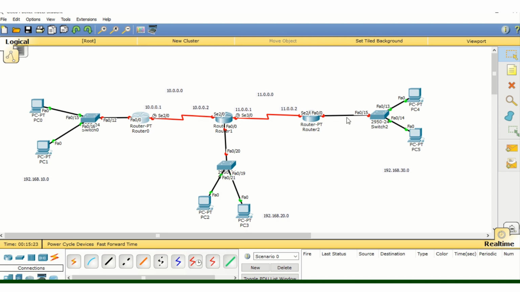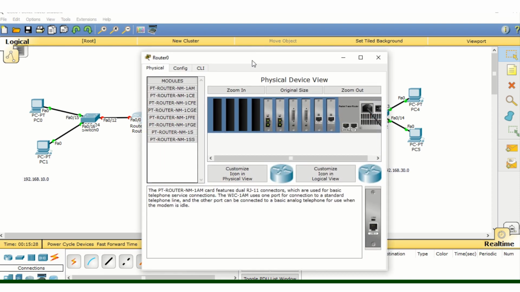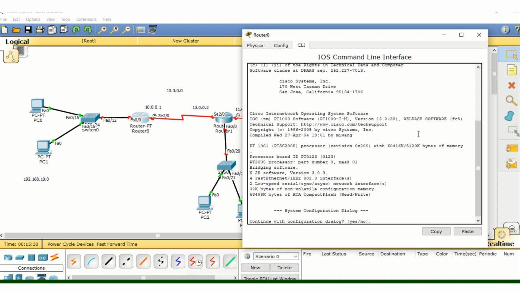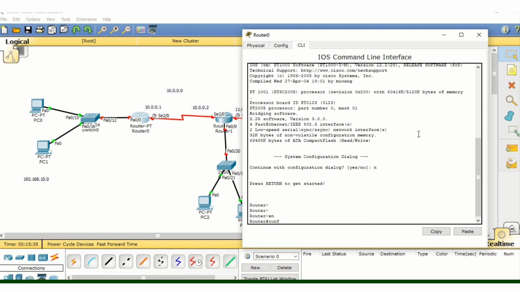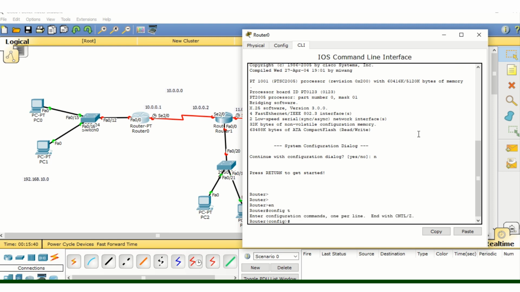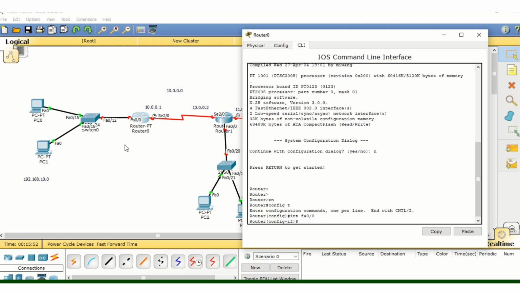First, I will configure the Ethernet interfaces of all the routers. Let's start from here. First, I will enable the router, then config t to tell the router that I am about to configure a terminal. Then you need to tell the router which interface you are going to configure. So I'm going to configure this Ethernet interface, and the name of the interface is FA0/0. So I will write interface FA0/0.